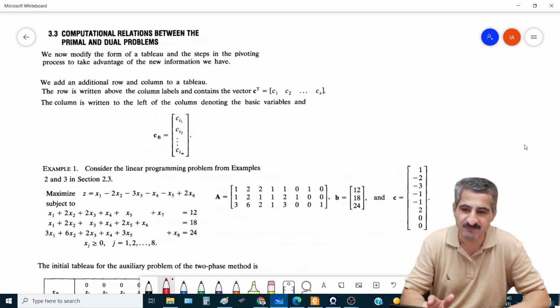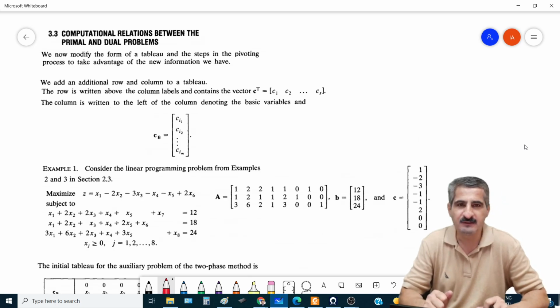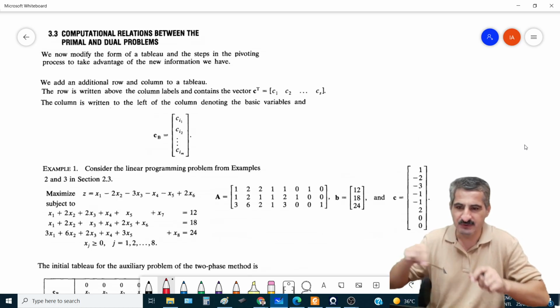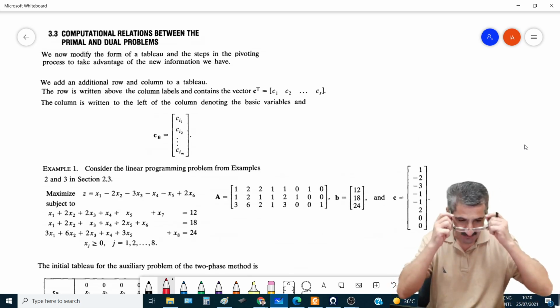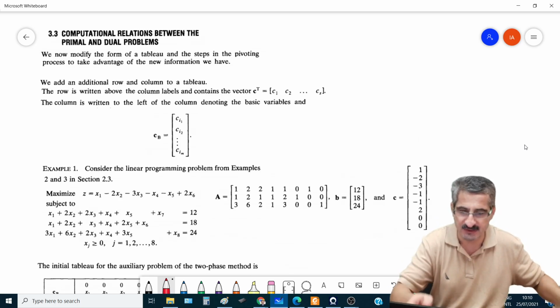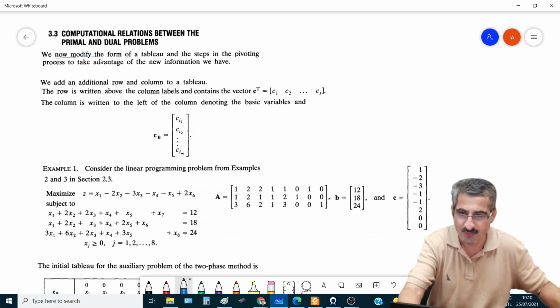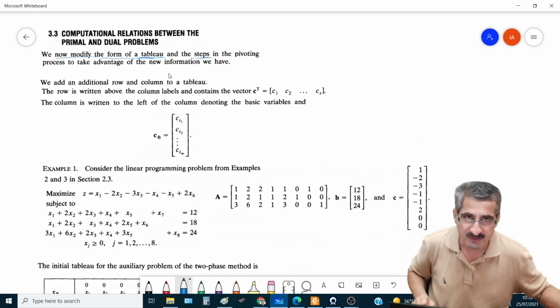This case we left behind in chapter 2, and we said we will learn how to proceed with such a case in section 3.3, and here we are. In this section we will use what we have learned in the previous two sections to modify our computations using the simplex method. We now modify the form of the table, then computations will become faster.